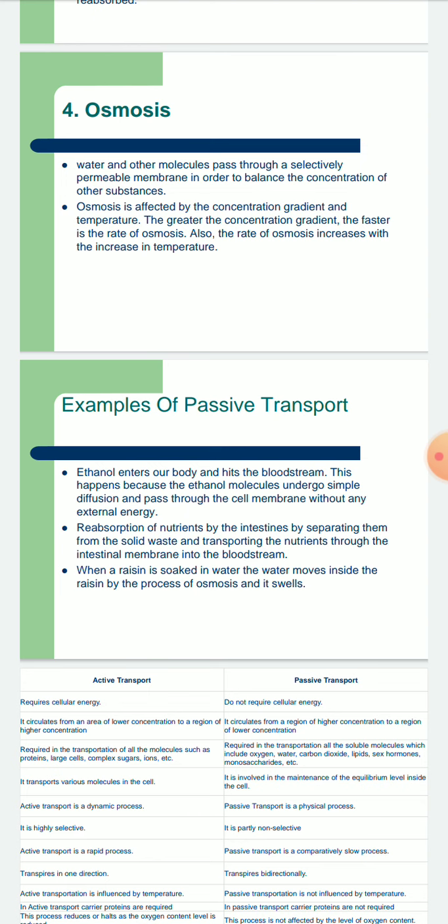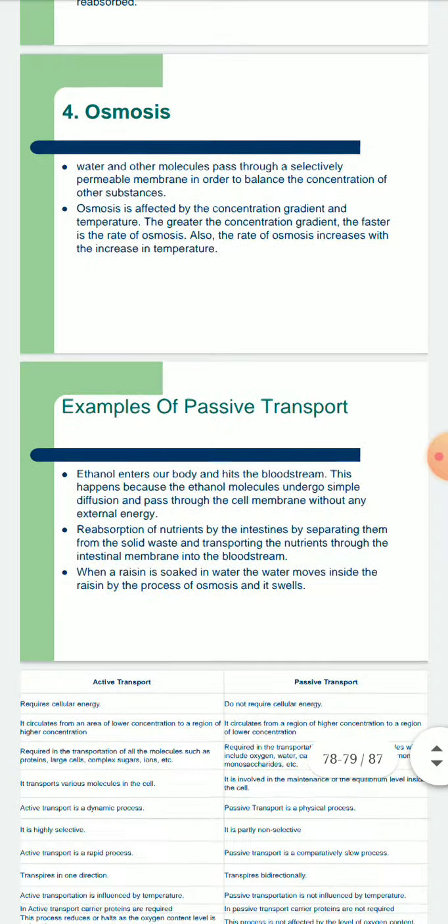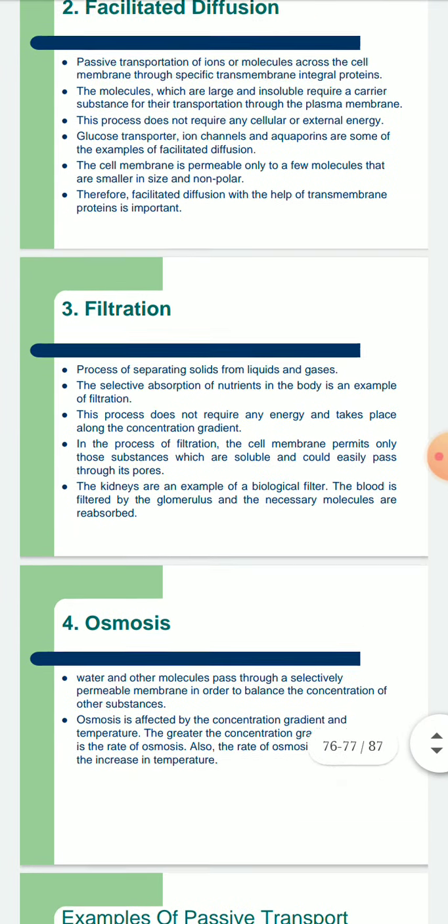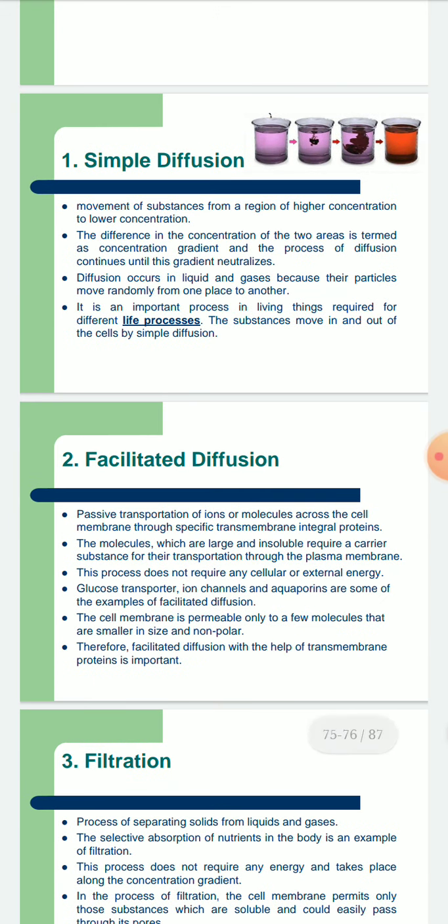So till now we have discussed four different types of passive transport. That is, diffusion, then filtration, then facilitated diffusion, and then osmosis. In diffusion, the movement of the substances takes place from a region of higher concentration to lower concentration, and the difference in the concentration level is known as the concentration gradient. It is an important process in the living cells. It is required for different plant life processes.